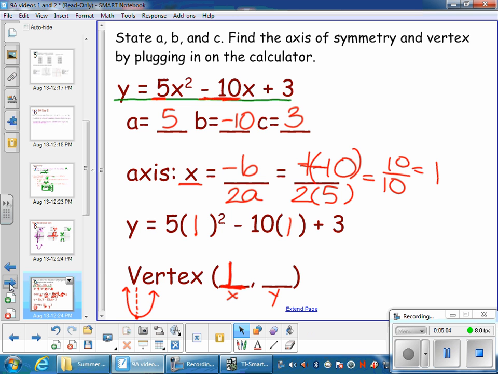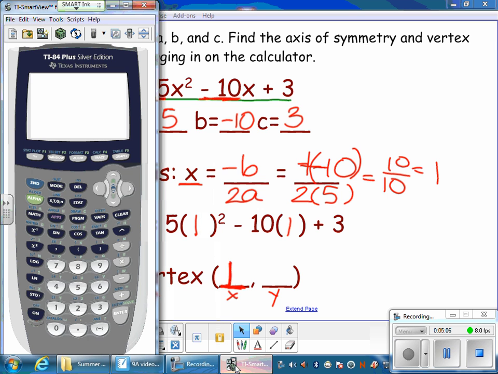So go ahead and do it in your head. I'm going to type it into my calculator. So it's 5, 1 squared is just 1, 5 times 1 is 1, but I'll type it anyway, minus 10 times 1, and then plus 3. Now this one should have been done in your head. It's pretty easy. So I'm going to hit enter and I get negative 2.